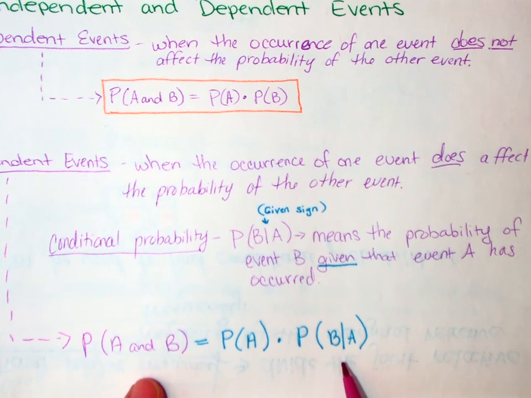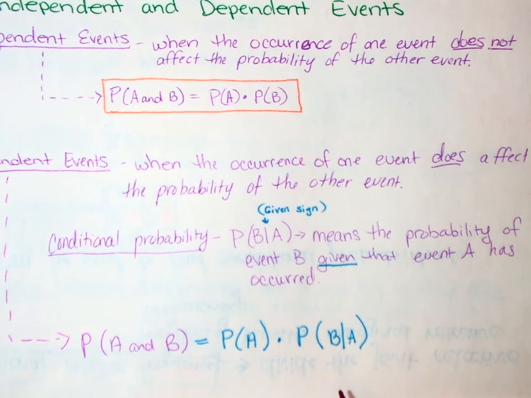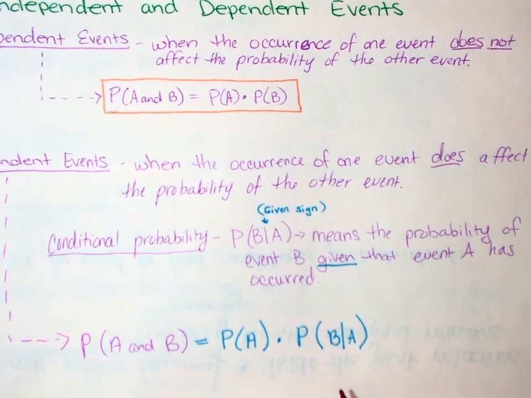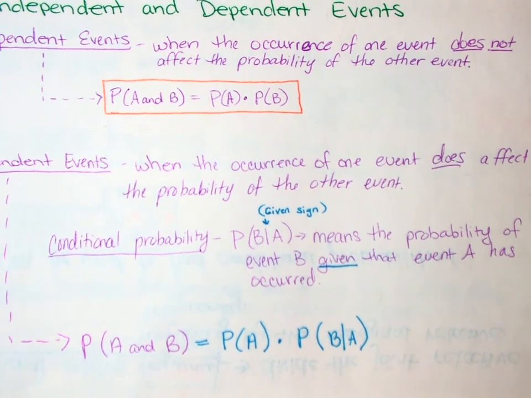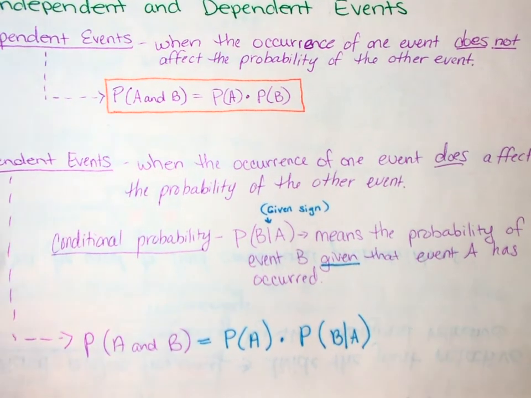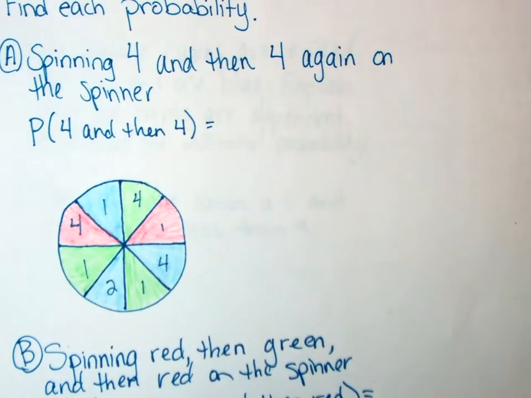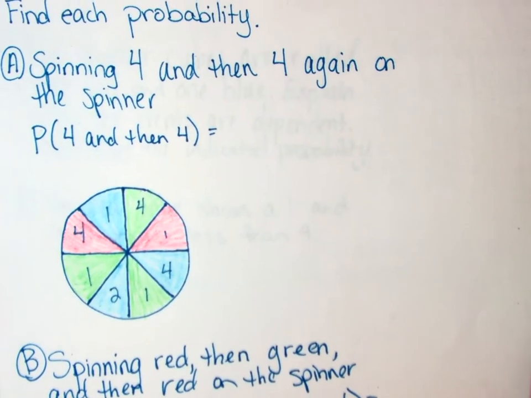So this is like if you had a deck of cards and you picked a card and you left it out. The second card that you draw is dependent on the first one because one card is gone already. All right, for our examples that we're going to go through, we are going to find the probability.